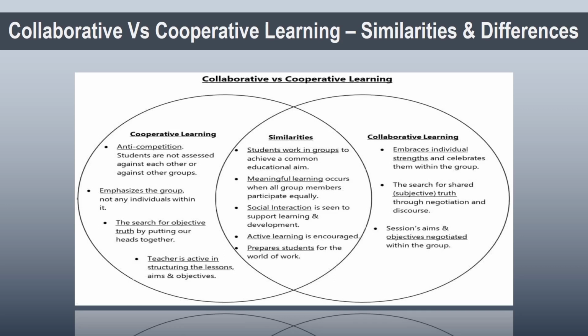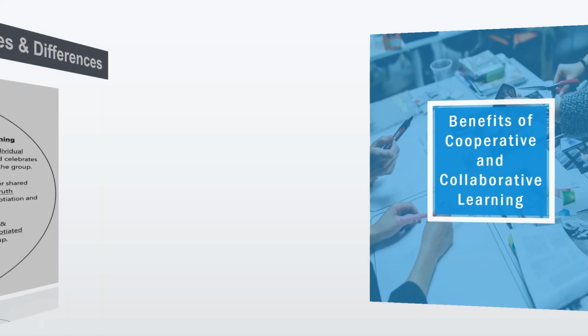But what are the similarities between the two? In both collaborative and cooperative learning, the students work in groups to achieve a common educational aim. Meaningful learning occurs while all the group members participate equally. Social interaction is seen to support learning and development, and active learning is encouraged and prepares students for the world of work. So, now what are the benefits of cooperative and collaborative learning?